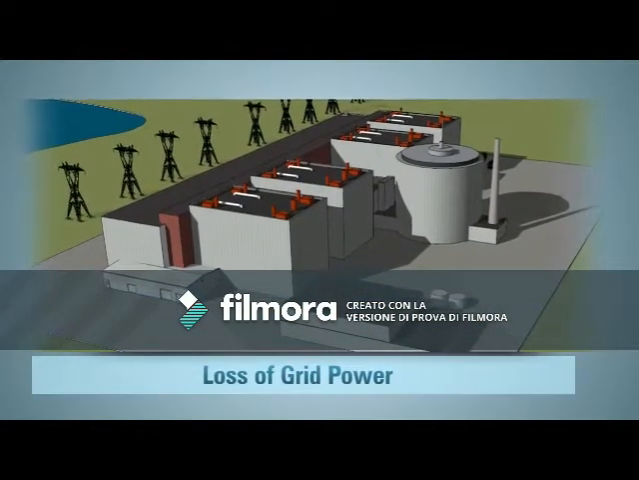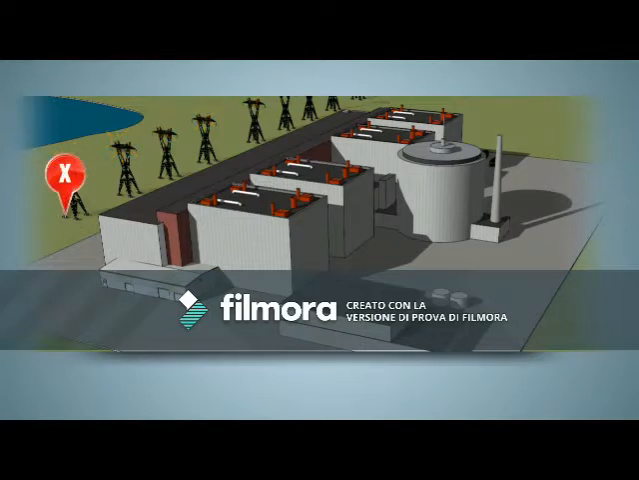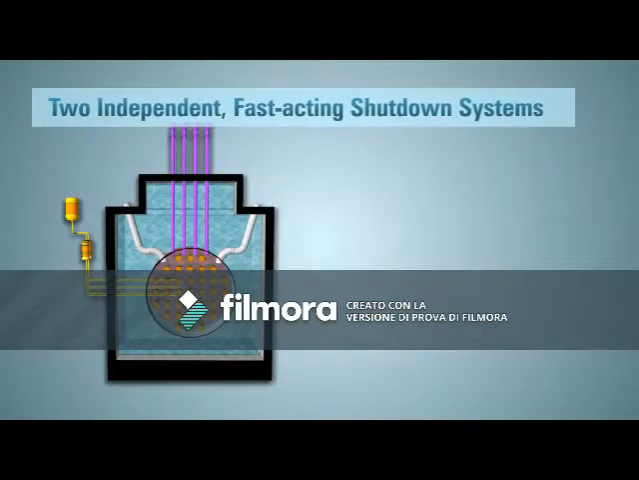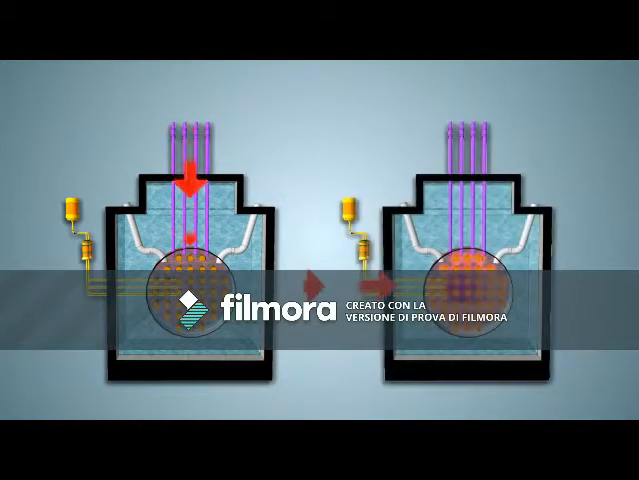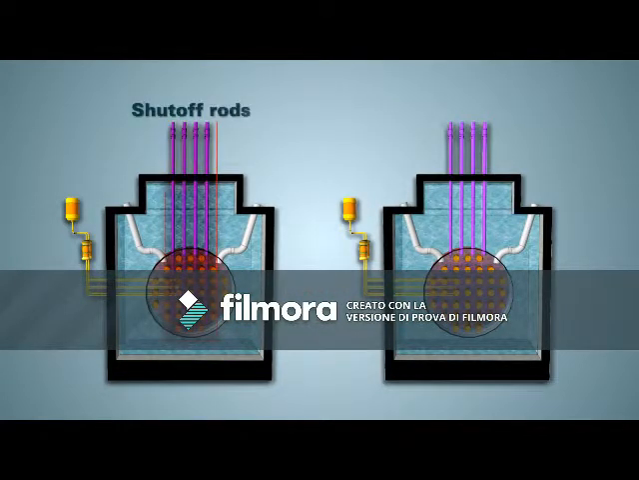When off-site or grid power is lost, the station itself produces enough electricity to maintain all of its systems. At a multi-unit nuclear power plant, one reactor can provide enough power to maintain all of the other units. If on-site power is also lost for some reason, shutdown systems are activated automatically and the reactor stops within 2 to 3 seconds. CANDU reactors have two independent, fast-acting shutdown systems that work without power or worker intervention.